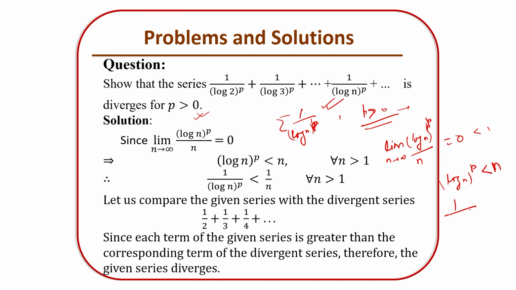So that means 1 divided by log n to the power p is less than 1 by n, and this is true for every n greater than 1. So let us compare the given series with the diverging series 1 by n: 1 by 2, 1 by 3, 1 by 4 and so on. Since each term of the given series is greater than the corresponding term of the divergent series, see here, right? Therefore, the given series is diverging.